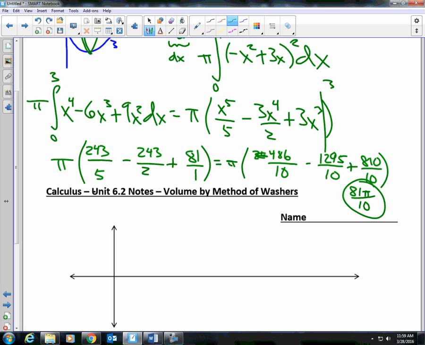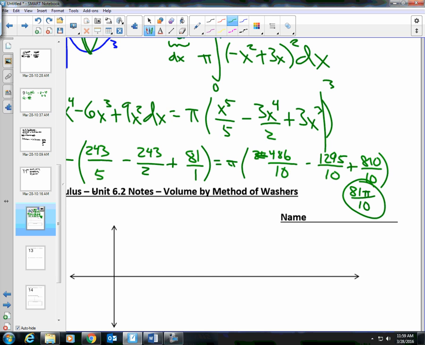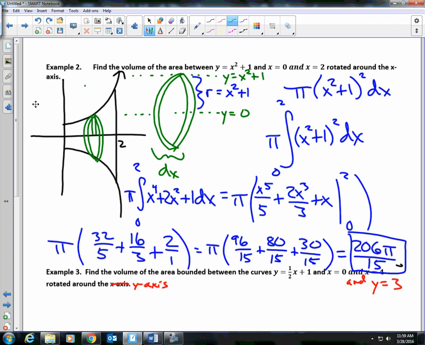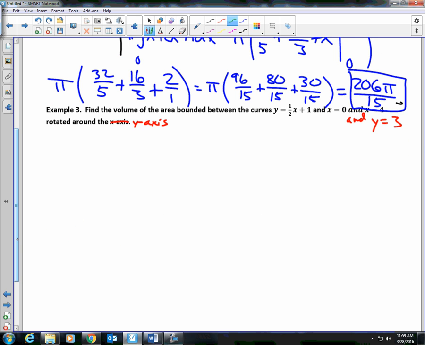Okay, I think you have seen enough examples where you kind of get the idea, right? So let's just switch the last one up a little bit, and let's rotate it around the y-axis. We're going to switch the directions for the last one. We're going to find the volume of the area bounded between y equals 1 half x plus 1, x equals 0, x equals 4, and y equals 3. And we're going to rotate it around the y-axis.